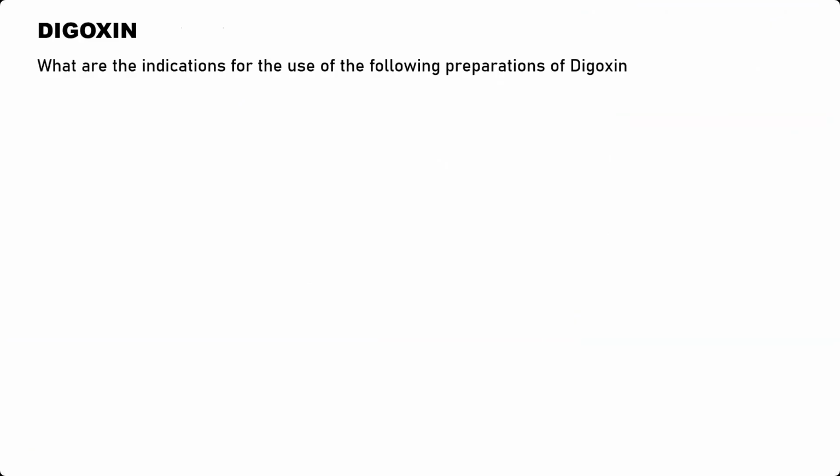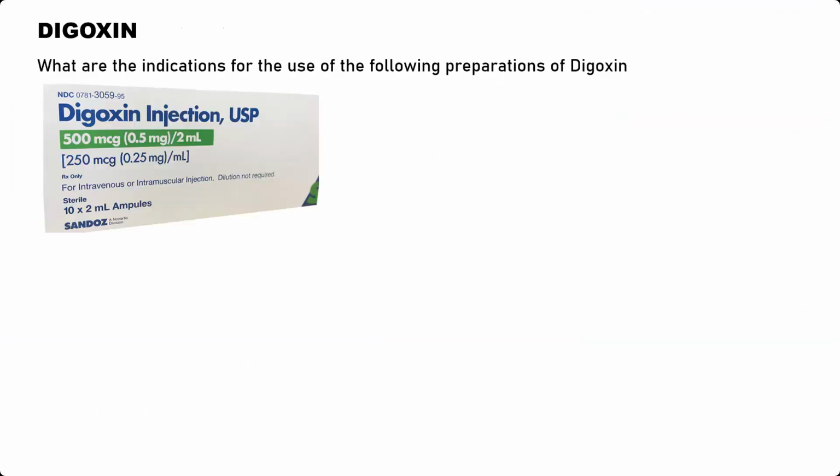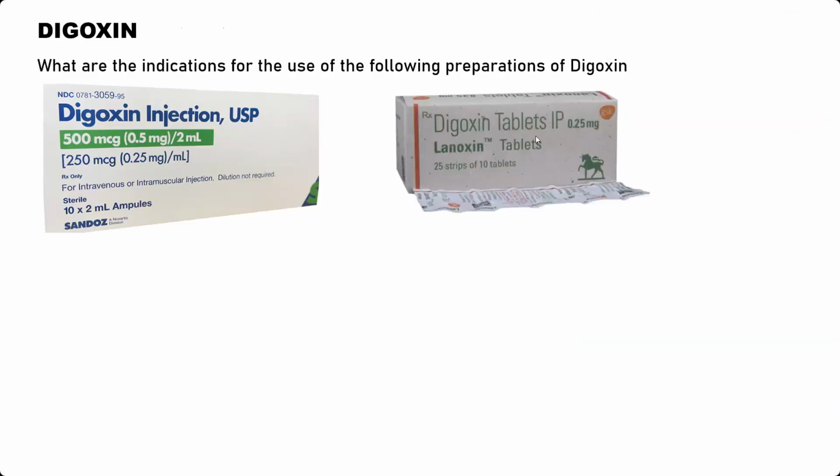And digoxin, one of the drugs which will be kept in the examination. What are the indications for its use? The following preparations of digoxin: digoxin 500 microgram in 2 ml, or digoxin tablets, which are 0.25 milligram oral tablets. These are the two preparations available. What are the indications for these two preparations? When will you use digoxin by parenteral route? When will you use digoxin by oral route?